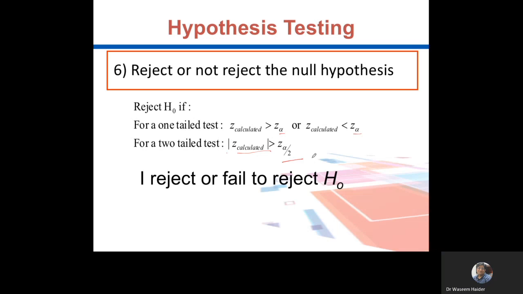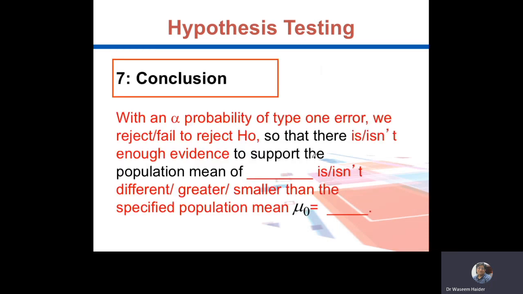Number 7, we do our conclusions with some statement like this. With an alpha probability of type 1 error, we reject or fail to reject the null hypothesis, so that there is or there is not enough evidence to support the population mean of whatever that mean is given, that number comes here. It is or it is not different or greater or smaller than the specified population mean mu naught, whatever the mu naught was, we put it here. So some generic statement like this concludes our whole hypothesis testing process.